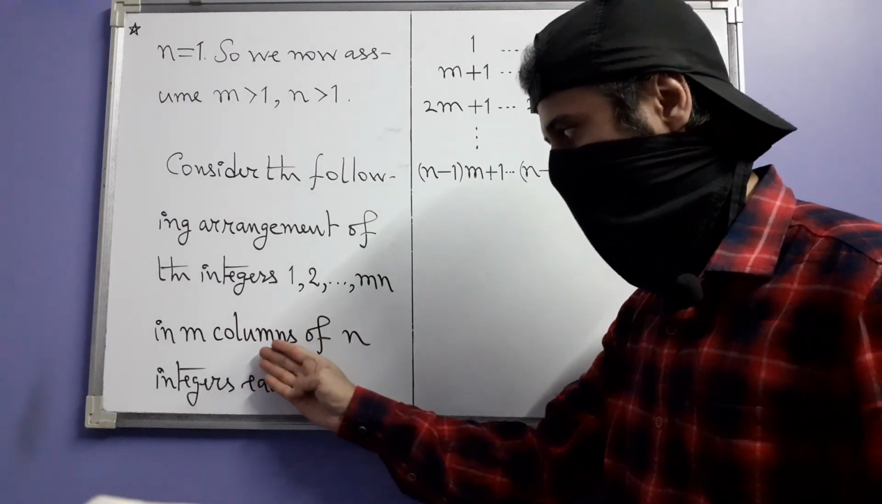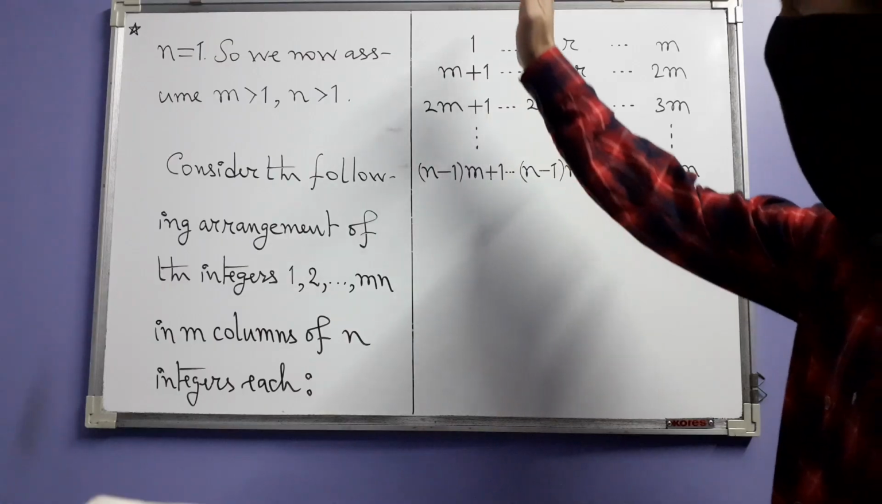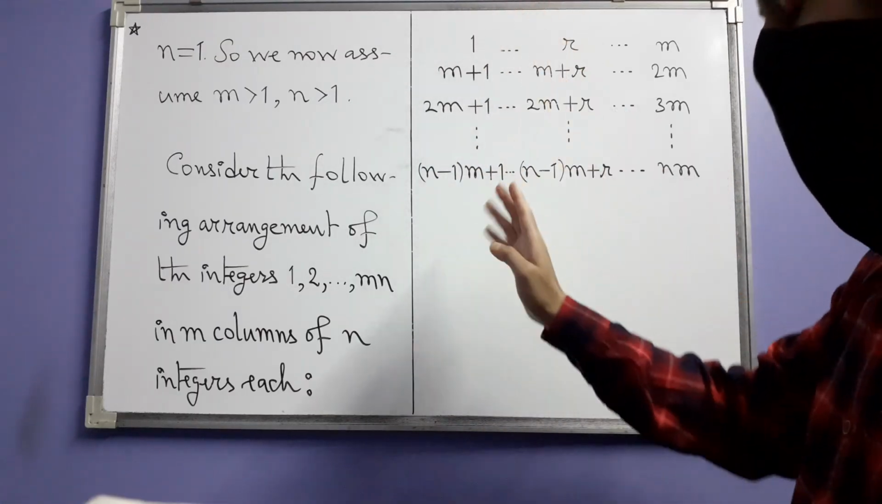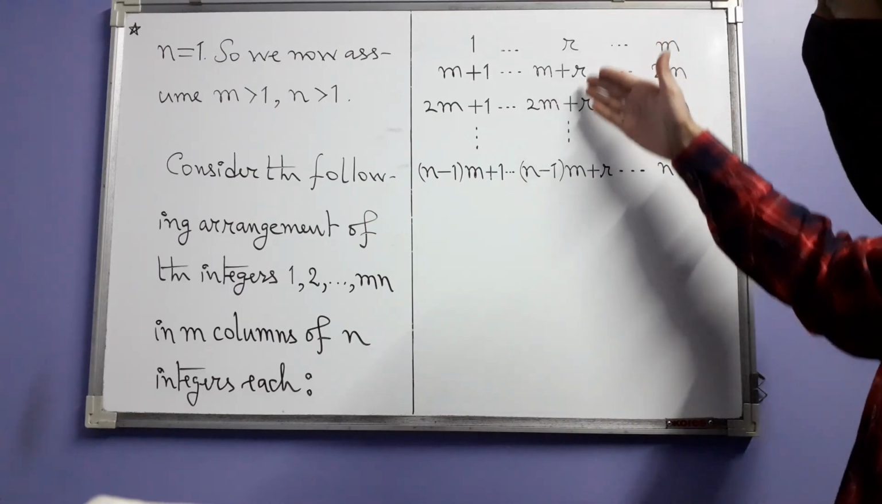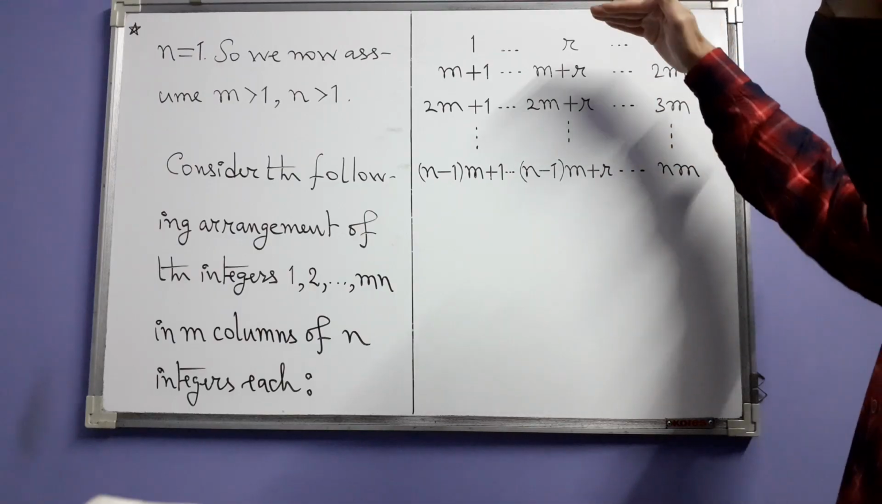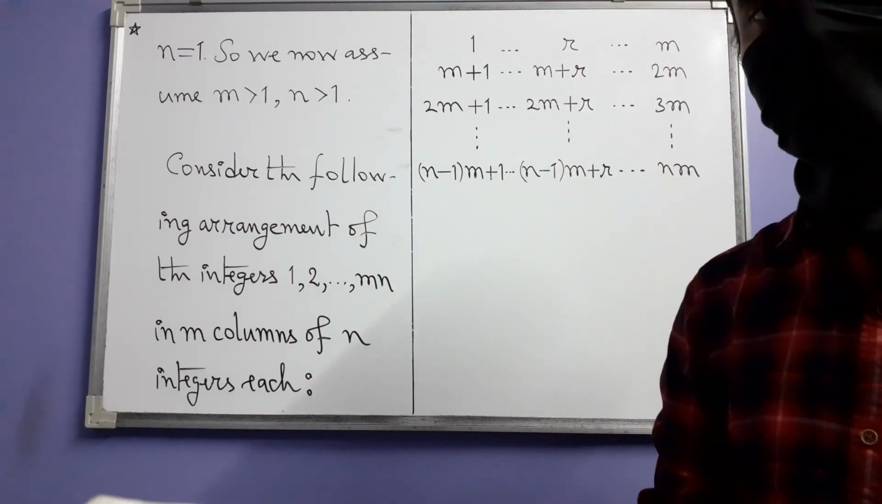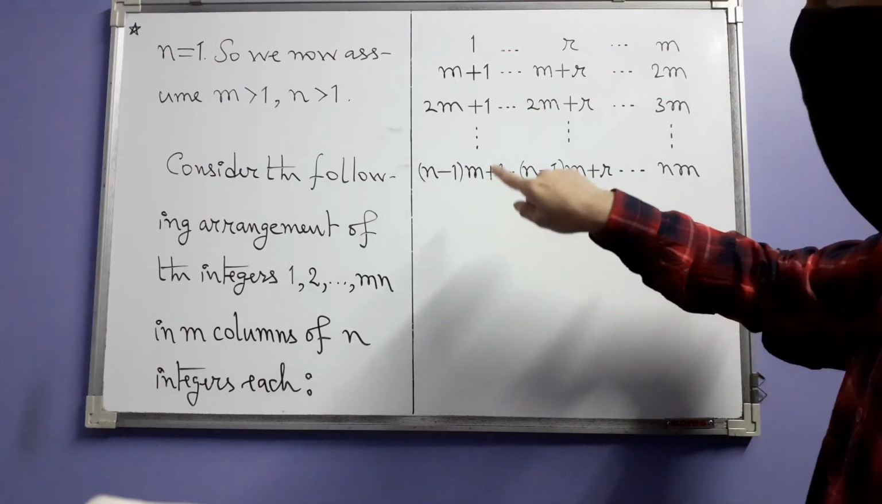In m columns of n integers each. These are the m columns. First column, second column; I did not show because I don't have that much space. This is the general rth column and this is the last column. Each column has n entries in it. And you can try to understand this array of numbers like this.